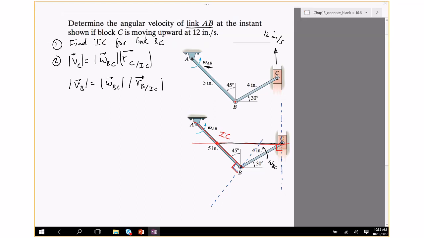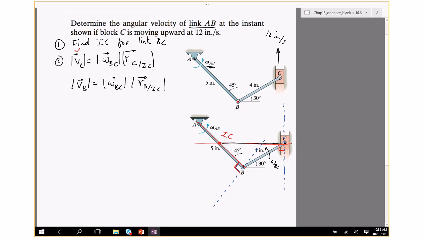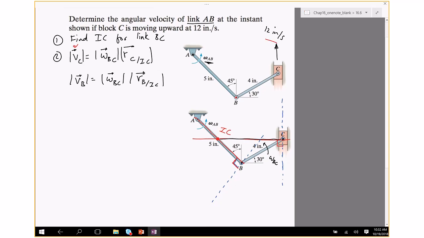Okay, so we are asked to find omega AB, but omega AB does not feature in any of those equations. In fact, VC is known, it's given. Omega BC is unknown. R C to IC, which is this length, is basically a calculation in trigonometry. I'm going to show you how to find that. If this is a triangle, and you know the sides of the triangle or some angles, you can find it. So I'm going to assume you know it. We'll find it a little later.